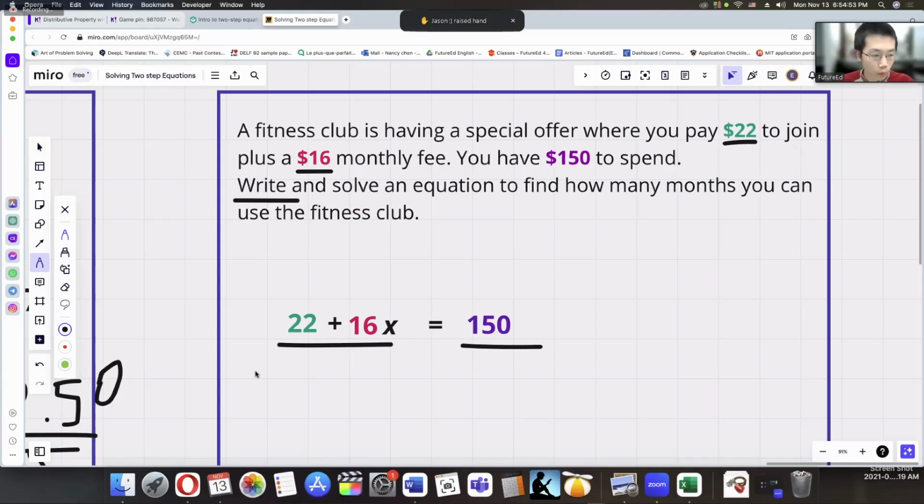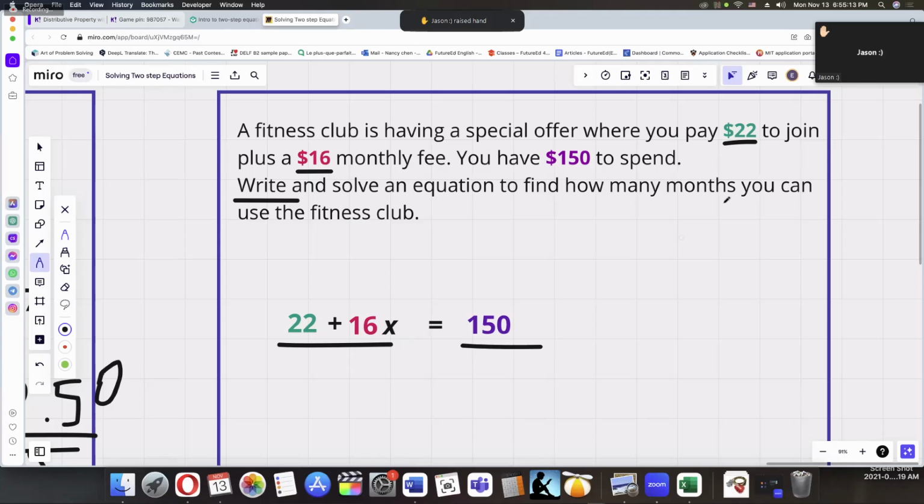I think Jason, Garrus, and Lucas, you guys all helped. So our equation is set out. Yeah, that's not an equation, there's no equal sign. But we have our equation, right? 22 plus 16x is equal to 150.